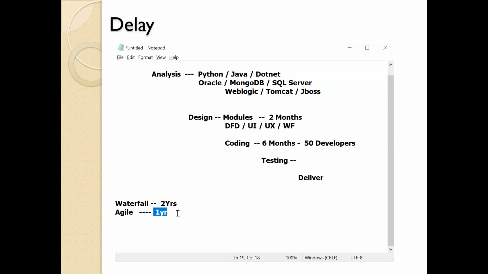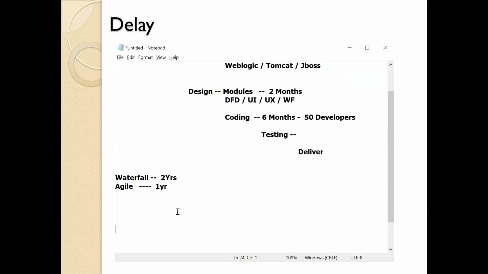Clients are not ready to wait for more. Clients are not ready to wait for 1 year also. Now the industry is in such a way that clients give the requirements and want the application delivered in just 5 months or less. At such a faster rate, clients are expecting their application to be built and delivered.